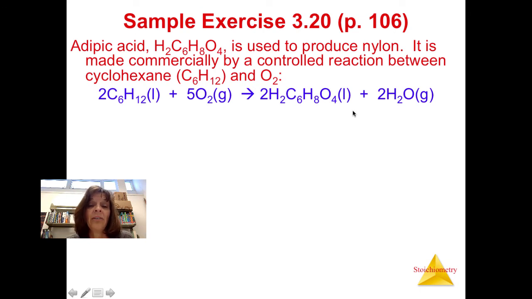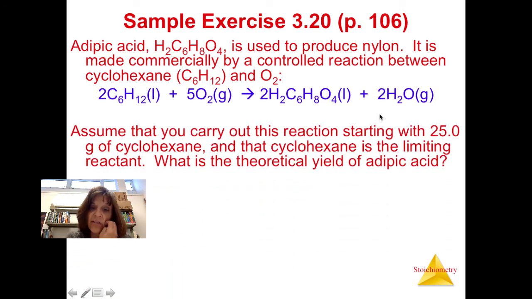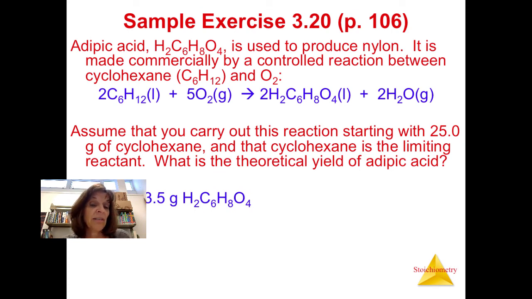Probably, well, you could have done that because you could see that water was left over, but you don't have to. Okay, assume that you want to carry this reaction out, starting with 25 grams of cyclohexane, and that cyclohexane is the limiting reactant. All right, so you start with this, find the adipic acid theoretical yield by doing your stoichiometry, and you should get 43.5 grams. So if you haven't paused and done that, do that and make sure you can get the right answer.